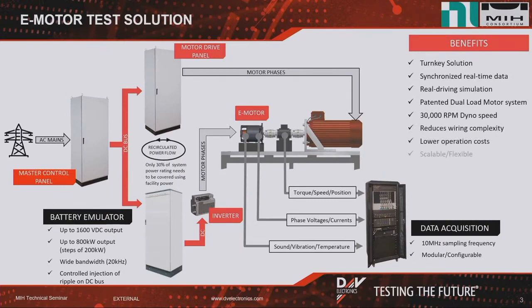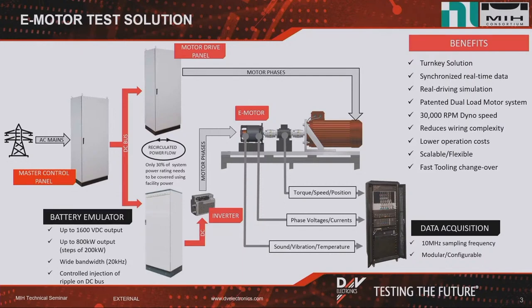You've got a motor under test. This shows the e-motor driven by an inverter, which is fed by its DC supply, which could be a battery emulator, so that especially in the electric vehicle space, you want to be able to mimic the traction battery behavior. And then you have a dyno motor, a load motor, if you will, that has its own drive panel. Now, recirculating the power at that level helps to reduce facility power that would be required that comes from the master control panel.